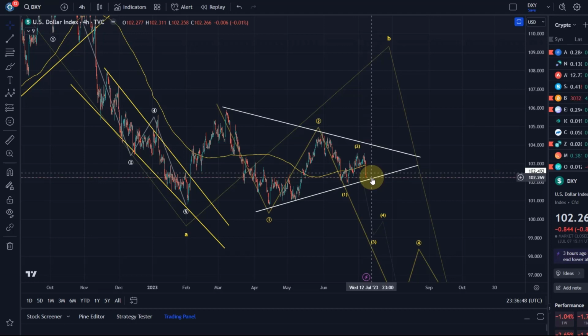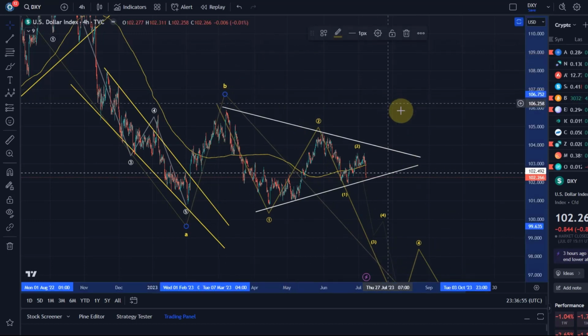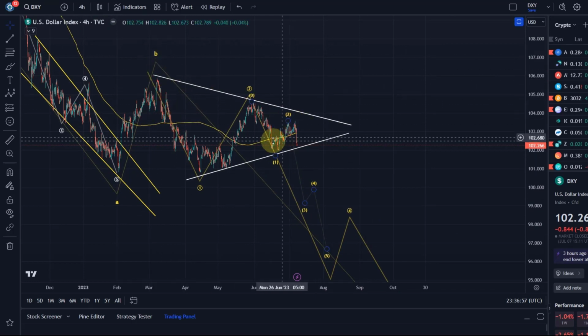But again, even if we get a higher B wave, it would still eventually lead to another low. So all wave counts point to the downside here. There is just on the last one a little bit of short-term upside, and I told you the breakout point for that. That's my update about the DXY.